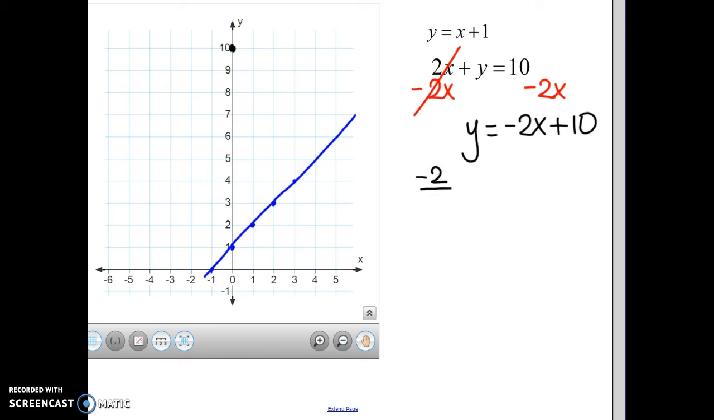Of course, I always think of the slope as a rise over run, so I'm going to rise negative 2 and run 1. Again, I'm going to do that a couple of times to make sure that I have a nice straight line. Okay, I can see that my coordinate of intersection is here, and my x value is 3, my y value is 4, so that would be my solution.